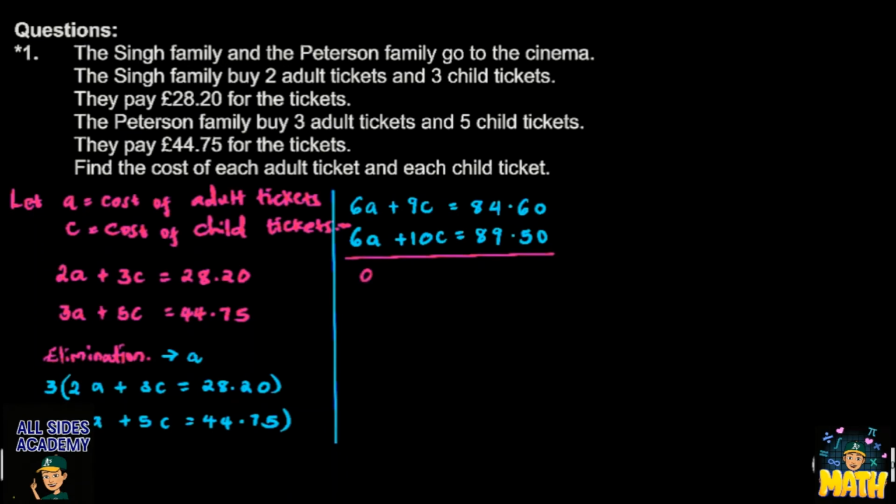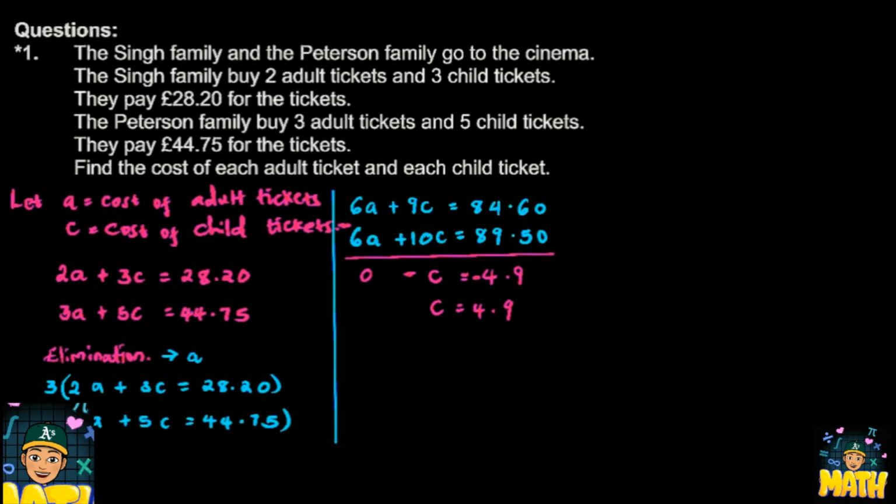So when I do that, I'm subtracting the whole equation. So 9C minus 10C is negative 1C, which is just written as negative C. And when I subtract these two numbers, 84.60 minus 89.5, I get negative 4.9. So my value for C will be 4.9. If negative C is negative 4.9, then the C will be 4.9.